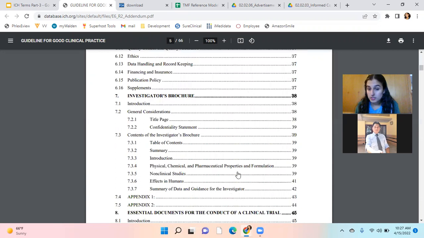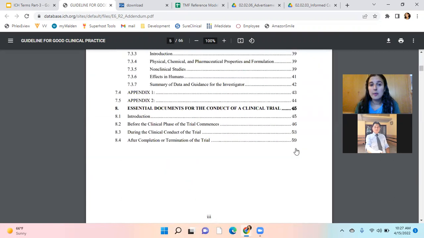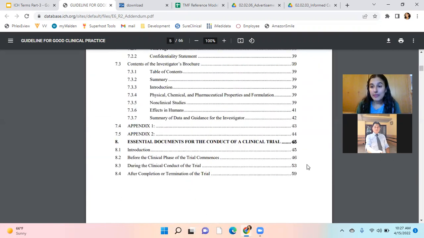And then the IB we talked about. And then essential documents. We'll do another training on this. We've talked a little bit about that. And so this is what they feel are the key documents, the minimum that you have to have, right? And we touched on this in one of our early presentations on TMF.